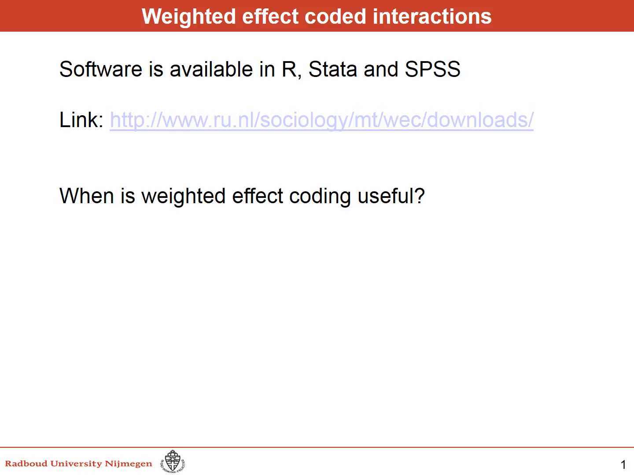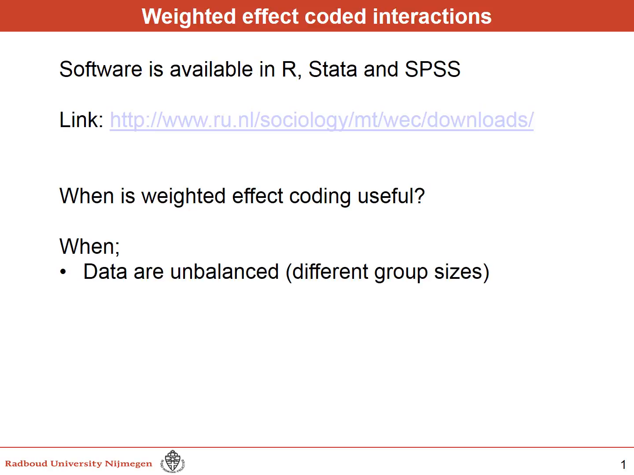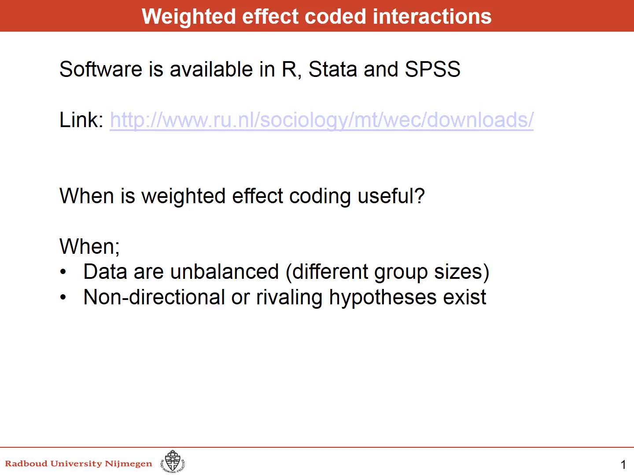Well, just to summarize, I think it is a relevant question: when do we actually use weighted effect coding? And I think a necessary condition is that the data are unbalanced. So if you have a categorical variable with very different group sizes, so with very different numbers of observations, then weighted effect coding is to be preferred over effect coding, because the latter method doesn't take into account the different group sizes. So then weighted effect coding makes sense.